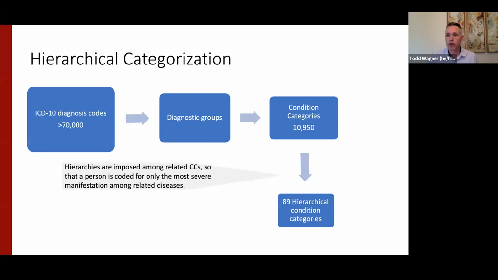So here's how the structure for the hierarchical condition categories works. You start with the diagnostic codes, it works into diagnostic groups, goes into condition categories, and eventually you create these hierarchies such that you stay in the highest payment hierarchy that you're assigned to. So that ends up with 89 hierarchical condition categories.